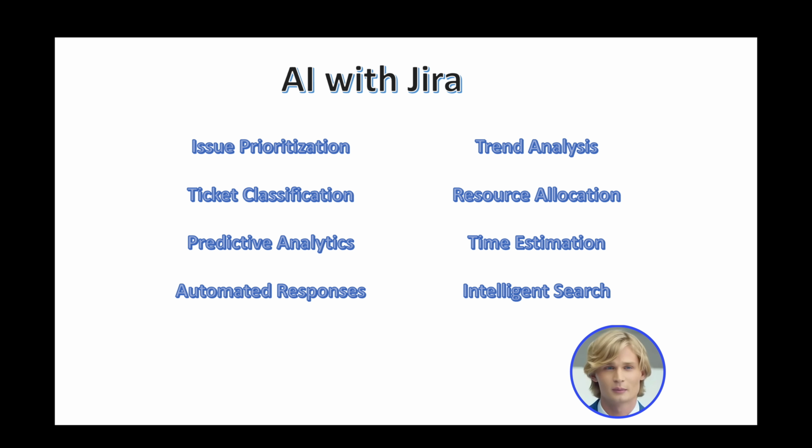7. Time estimation. Based on historical data, the AI can offer more accurate estimations for task completion. 8. Intelligent search. Enhance the Jira search functionality with AI-driven search results that understand context and relevance.